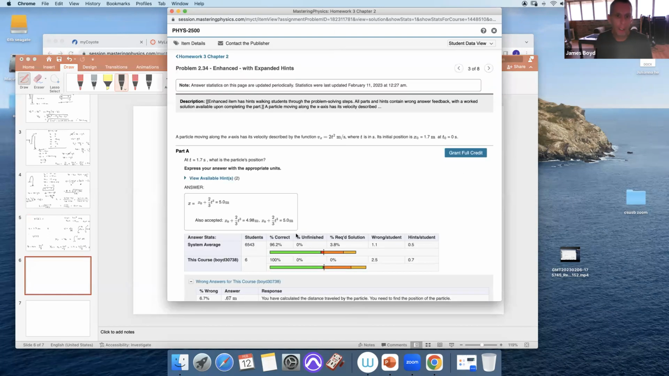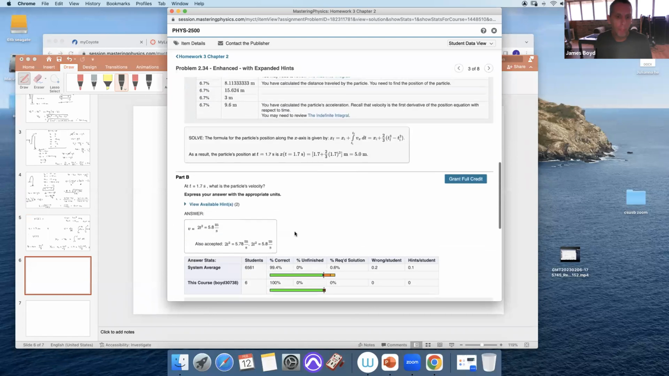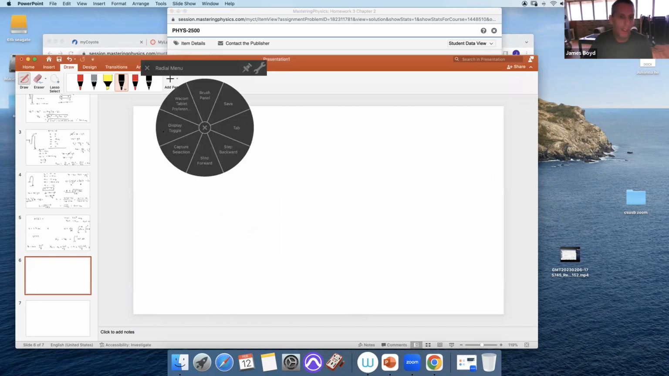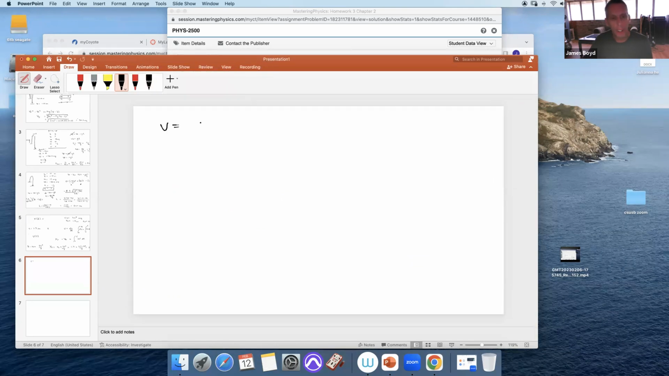For the next part, we're asked, what is the particle velocity at 1.7 seconds? But we already know that the velocity is 2t squared. So plug in 1.7. And what I get is 2 times 1.7 times 1.7, about 5.8 meters per second. That one's easy, right?